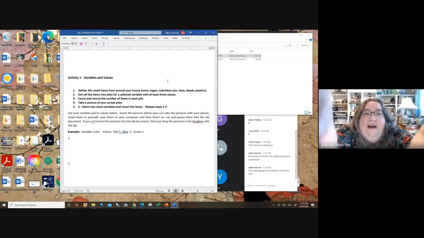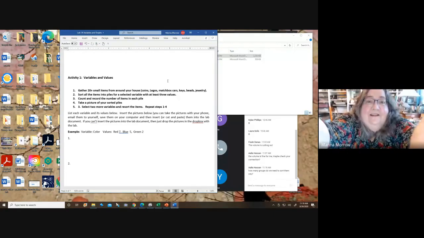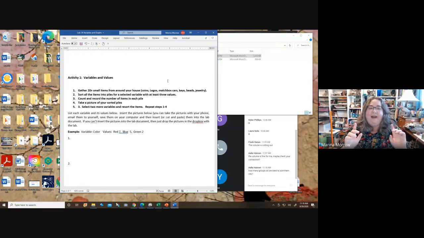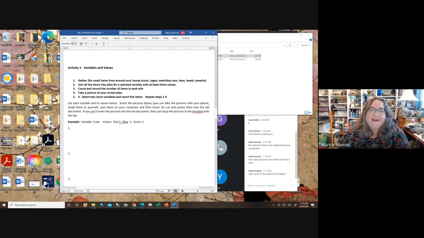Now, coins are pretty obvious, but that doesn't mean they're a bad thing to do, because guess what? You're going to have to figure out 3 different ways to sort those. And even coins, you can sort 3 different ways, I'll bet. It's not all just quarter, dime, and nickel. You might have some Canadian ones, but you might also sort by color, or some of them have an edge and some don't. So 20 of the same kind of object.